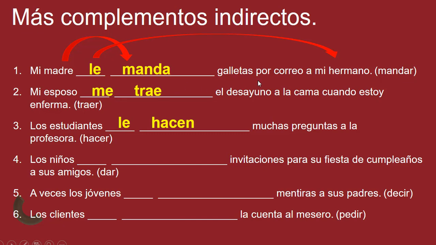Sometimes it might not be so explicit. You might not see a mí in the sentence. But you read it and it's like, okay, he brings breakfast to bed when I am sick. So he's bringing me breakfast when I'm sick. So there's a few other examples, and let's see what happens with questions.